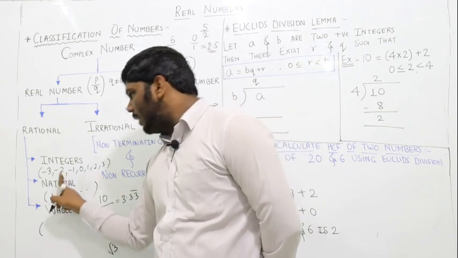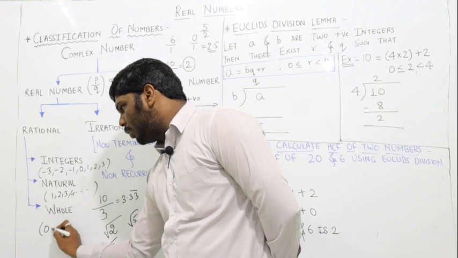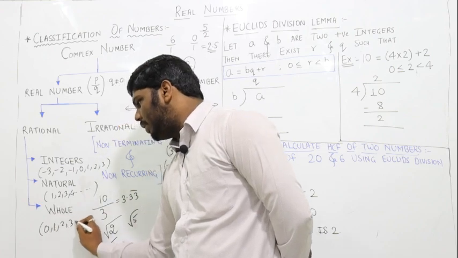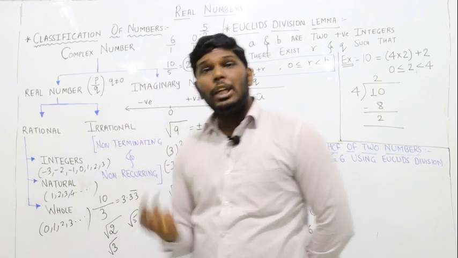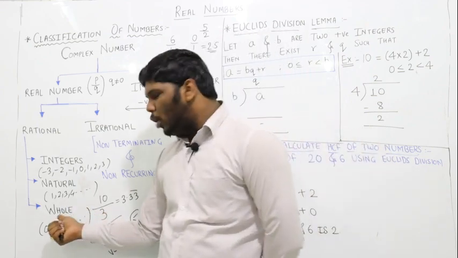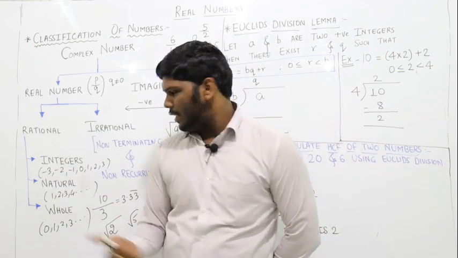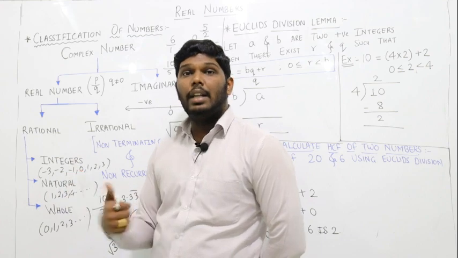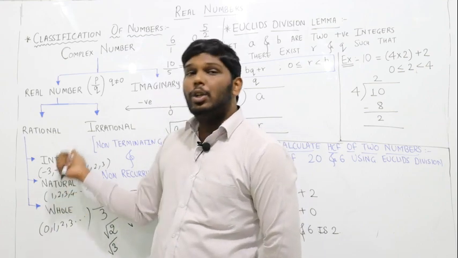Whole numbers are those integers which start from 0. So it can be 0, 1, 2, 3 and so on. So my next question is, can I say every whole number is an integer? Answer is yes. Every natural number is an integer? Again the answer is yes. So this order you should remember.